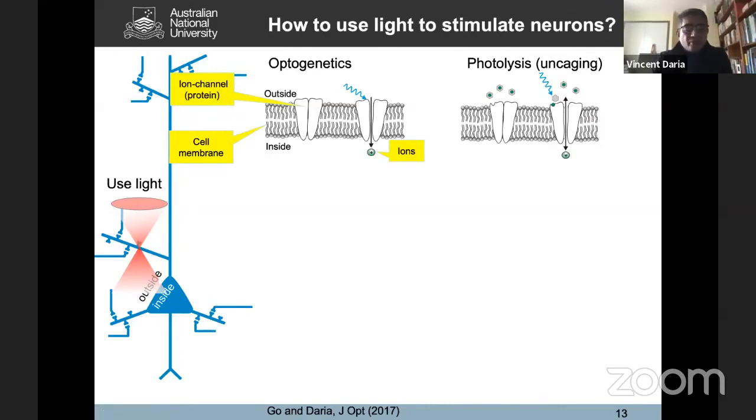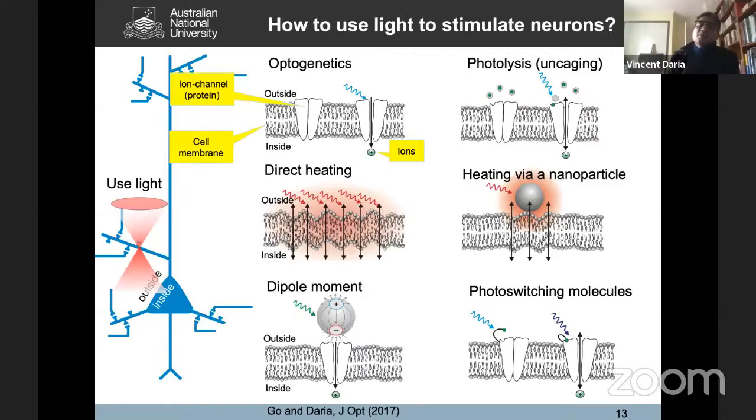Physicists have been involved in neuroscience research for quite some time already. And in fact, a lot of other techniques have been proposed to use light to stimulate neurons. You can either directly heat the membrane, and again, change the porosity of the membrane so that ions can go in and out. You can use a nanoparticle, heat it up and then change the porosity of the membrane, or you can use a magnetic particle, change the magnetic properties of some ions, and then allow ions to go in, or you can use photoswitching molecules. So these are a lot of techniques, and what we're using in my group is this technique here called uncaging.